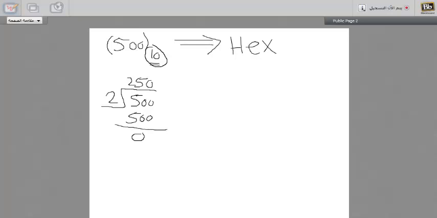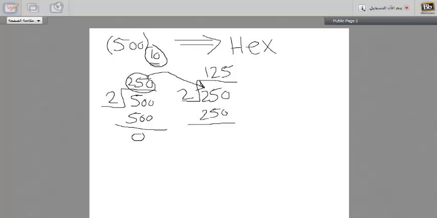The remainder is 0. Okay, that's the first one. By the way, the page is not going to be enough, but I'll see. Now we're going to have to bring this result here. So we say 250, again, divided by 2, it's 125. 125 times 2 is 250, also the remainder is 0.